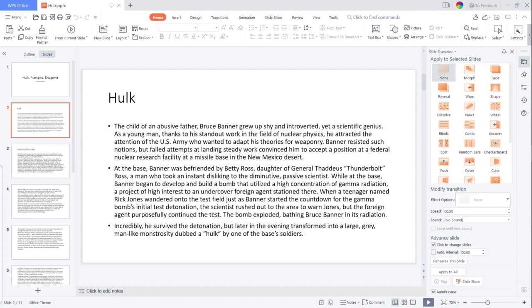When a teenager named Rick Jones wandered onto the bomb's initial test, the scientist rushed out of the area to warn Jones, but the foreign agent sabotaged the test. The bomb exploded, bathing Bruce Banner in its radiation. Incredibly, he survived the detonation, but later he transformed into a large gray man-like monster, dubbed the Hulk by one of the base soldiers.